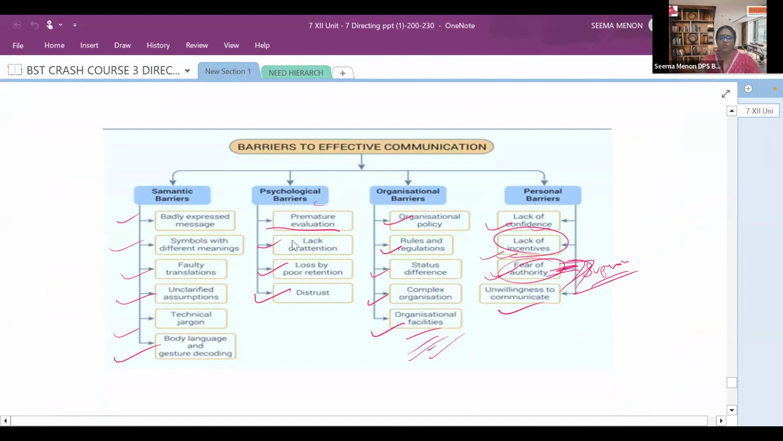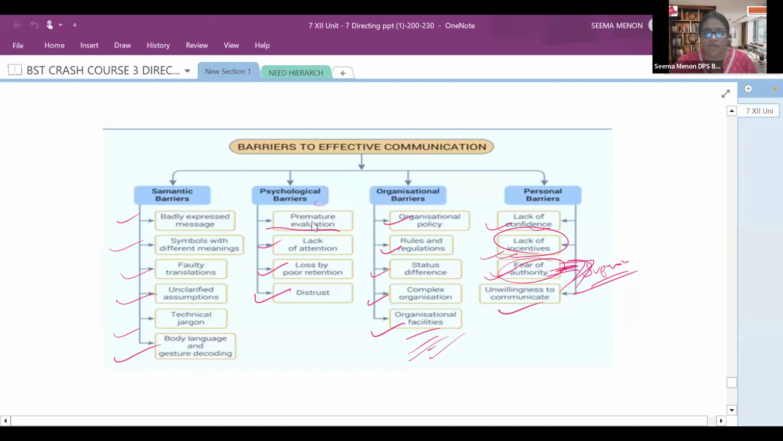You should know what a badly expressed message is. They are not able to express the message in the way they have written. In a message there may be a comma missing, a word missing, or symbols with different meanings. If there is a thumbs up, it can mean motivation, or completed the work; different meanings are possible. Faulty translation: messages are translated from one language to another. Unclarified assumptions: before reading the message, they make their own assumptions. Technical jargon: a few technical words or terms may not be clear in meaning. Body language: speaking something, but the body language does not support what they speak.